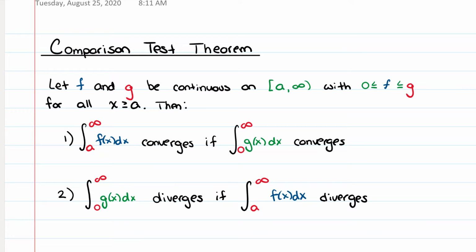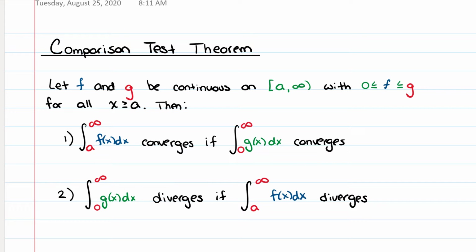Let f and g be continuous on the interval a to infinity, where 0 is less than or equal to f, which is less than or equal to g, for all x greater than or equal to some a value. All this means is that one function is always bigger than another function. So from this theorem, we're going to get two things.